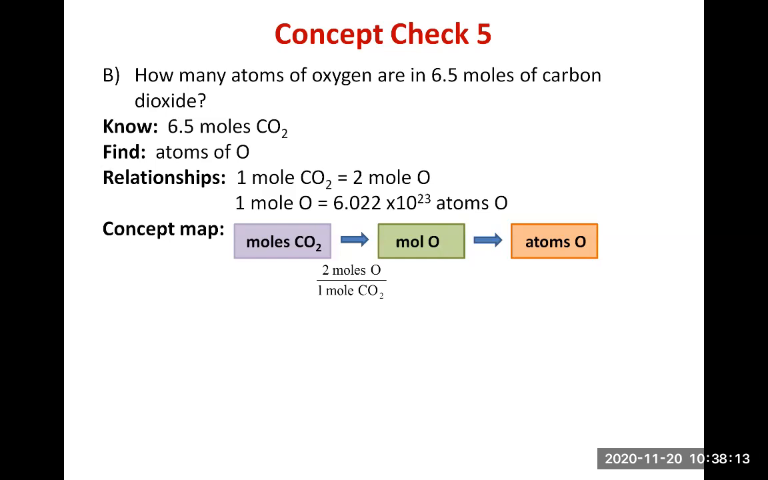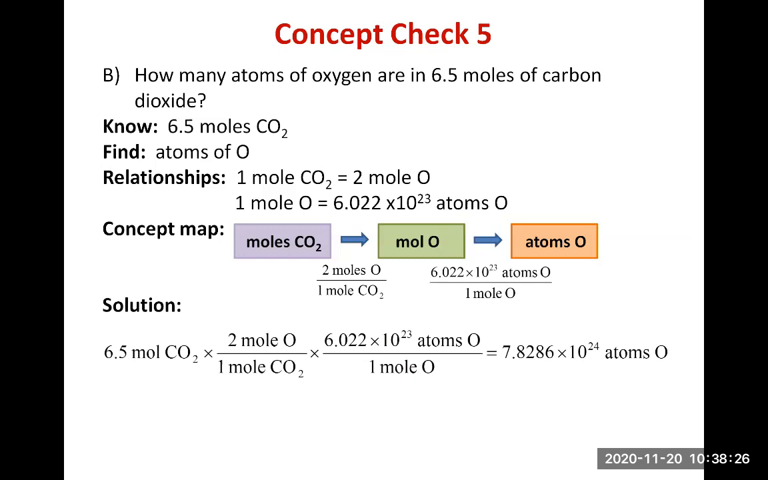Next, you want to cancel the moles of oxygen in the next conversion factor. So the mole of oxygen will be on the bottom and then the Avogadro number of atoms will be on top. So the full solution looks like this. We have 6.5 moles of CO2, that's our given amount, as the first item, times the formula tells us there are 2 moles of oxygen per mole of CO2. And so we write it with 2 moles of oxygen on top, 1 mole of CO2 on the bottom, because then we can cancel moles of CO2.